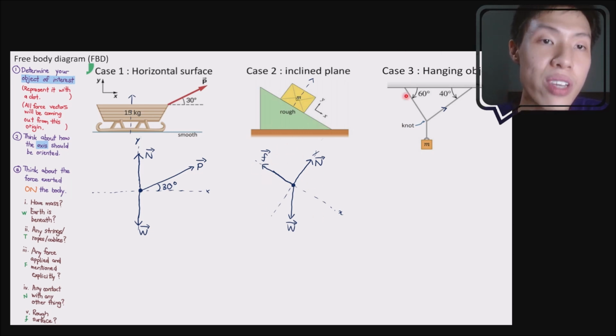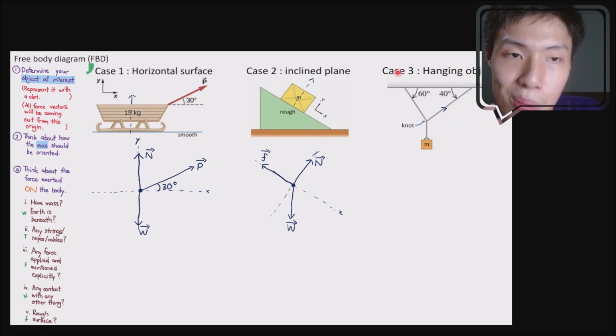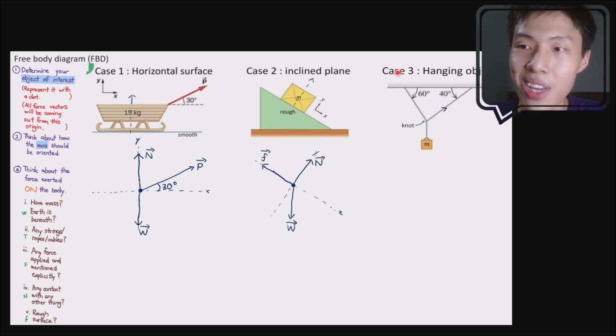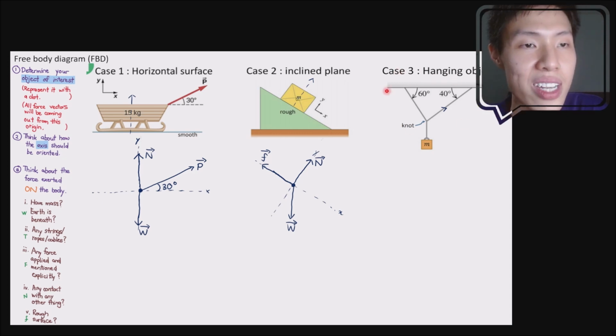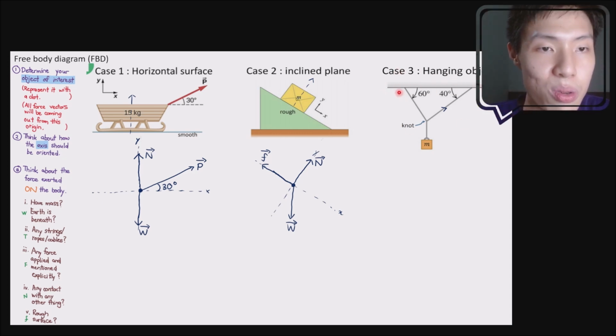Okay, now I move on to case 3. Case 3 is a bit more interesting because that's where you get some of the interesting ideas of what is actually the object of interest and whether things can be massless or not. Okay, but let's move on. Case 3 over here is a hanging object. So you have a ceiling. You have two ropes over here, knotted.